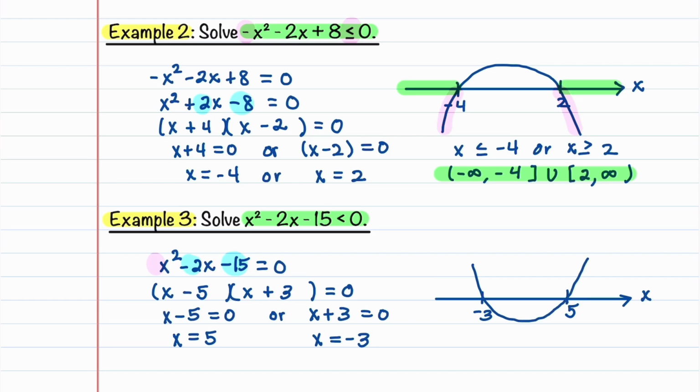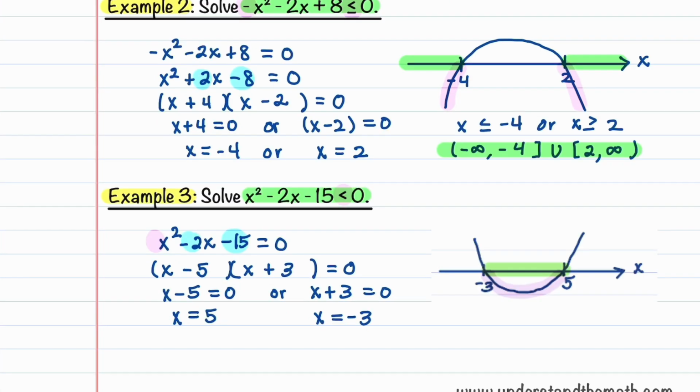Now let's look at our inequality sign. It has a less than in it. So that means we're going to be wanting to find where the quadratic is less than 0. And that is in this region right here. And that corresponds to x being between minus 3 and 5. Let's write down then that x is between minus 3 and 5.